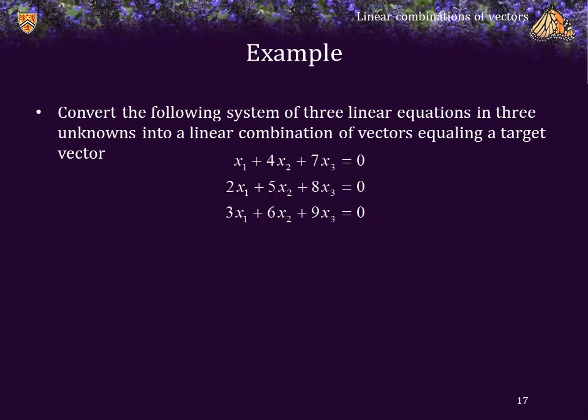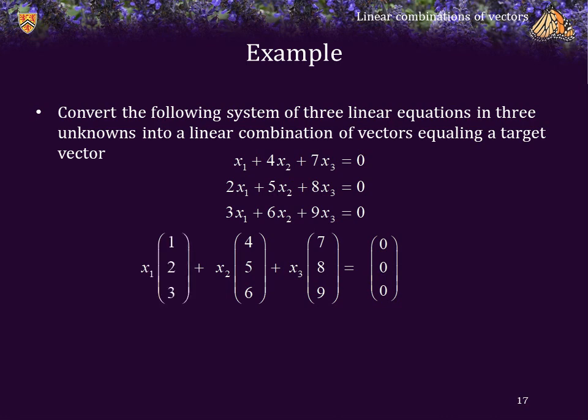As another example, convert the following system of three linear equations in three unknowns into a linear combination of vectors equaling a target vector. Now, this one's a little bit more interesting because the target vector is the 0 vector. The vector that is multiplied by x3 is 7, 8, 9. The vector multiplied by x2 is 4, 5, 6. And the vector multiplied by x1 is 1, 2, 3. Well, not only does this have a solution, it has infinitely many solutions, for there ends up being one free variable.